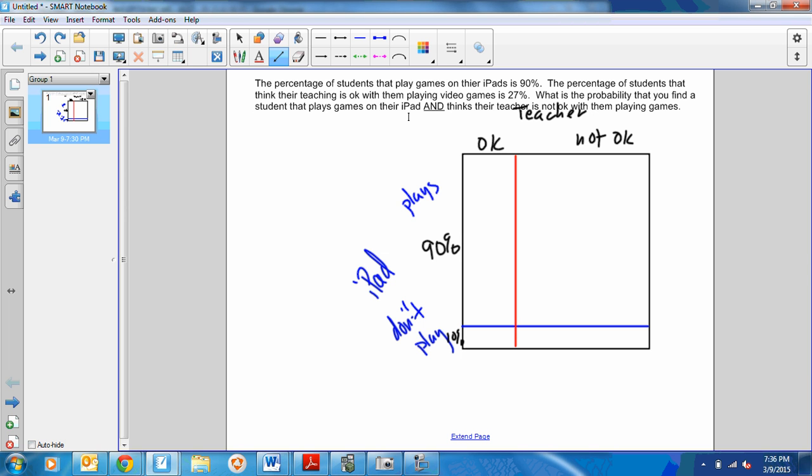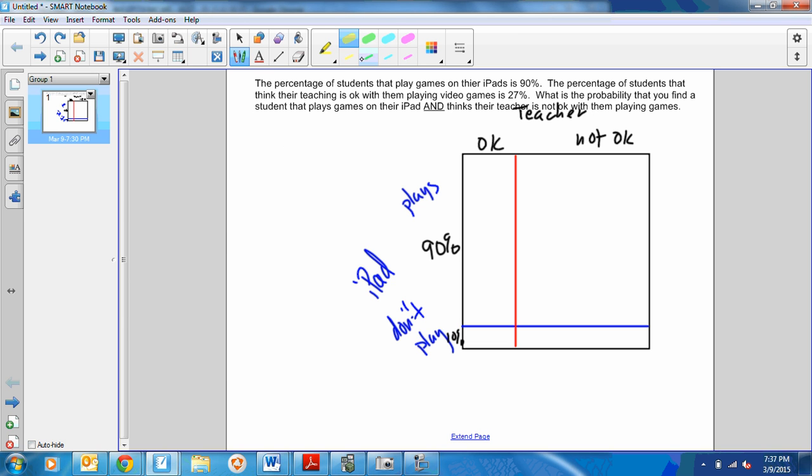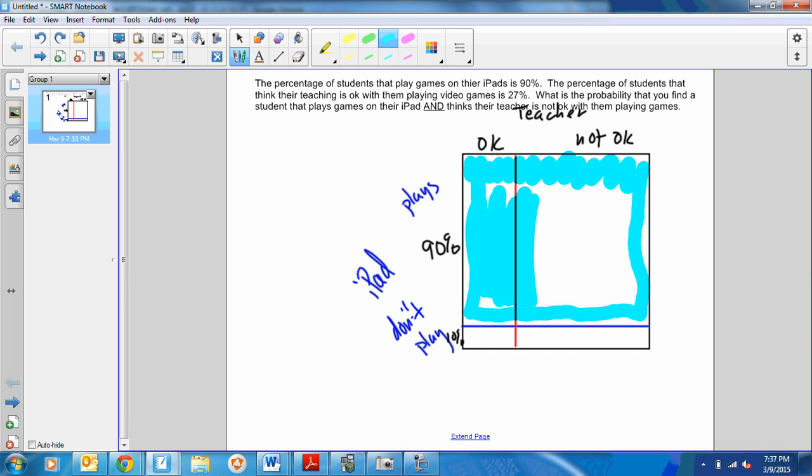So if they're talking about the situation where I have both of these, the probability that you find a student that plays games on their iPad, if they say the student plays games on their iPad, I'm going to shade that part, which in this case, we'll use a highlighter, we'll go bluish. That's all of this stuff, all the way down here, across. All of this stuff is that 90% that plays video games.